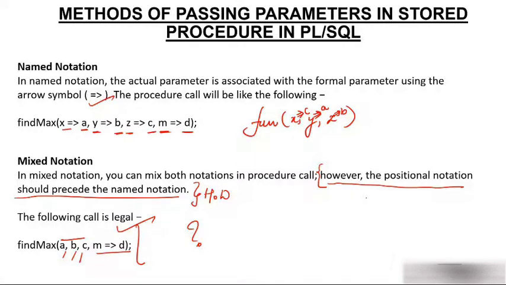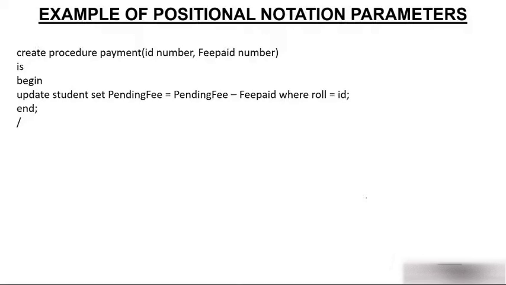Okay. So, example of positional notation parameters. Let's start with an example of positional notation. We have a create procedure. We have created a procedure named payment, and there are two parameters, ID and fee paid, and the data type of both the parameters is number.